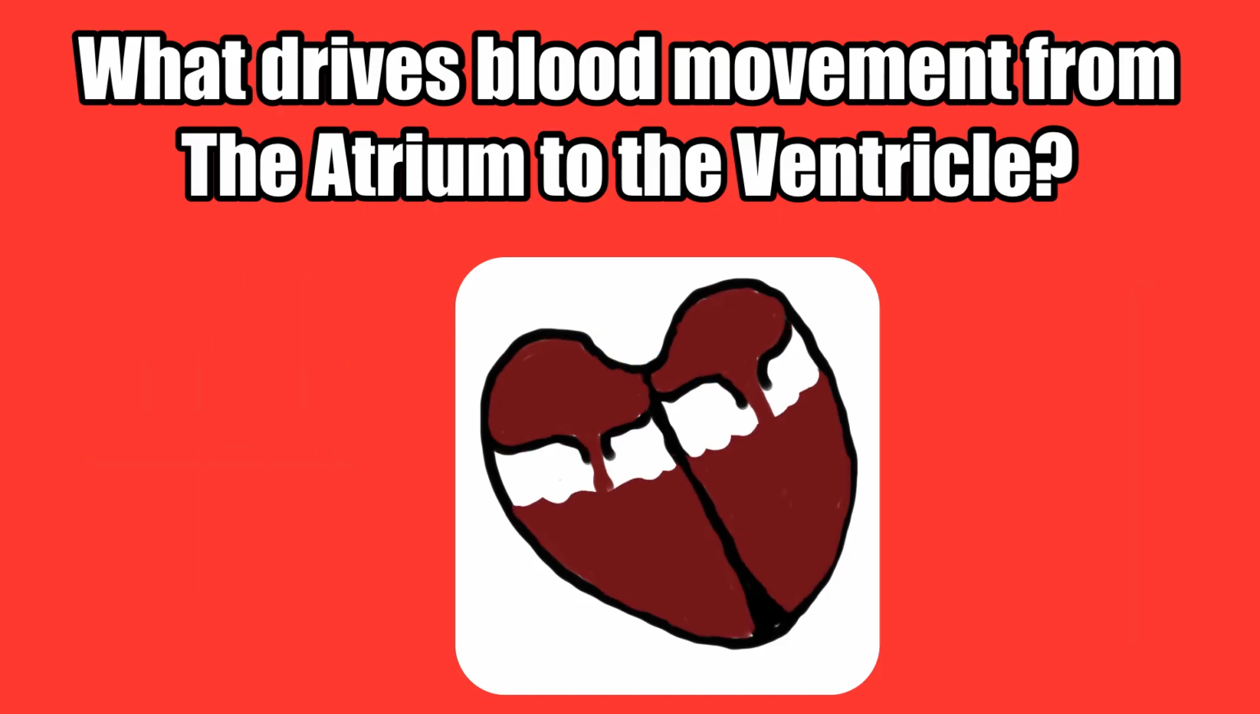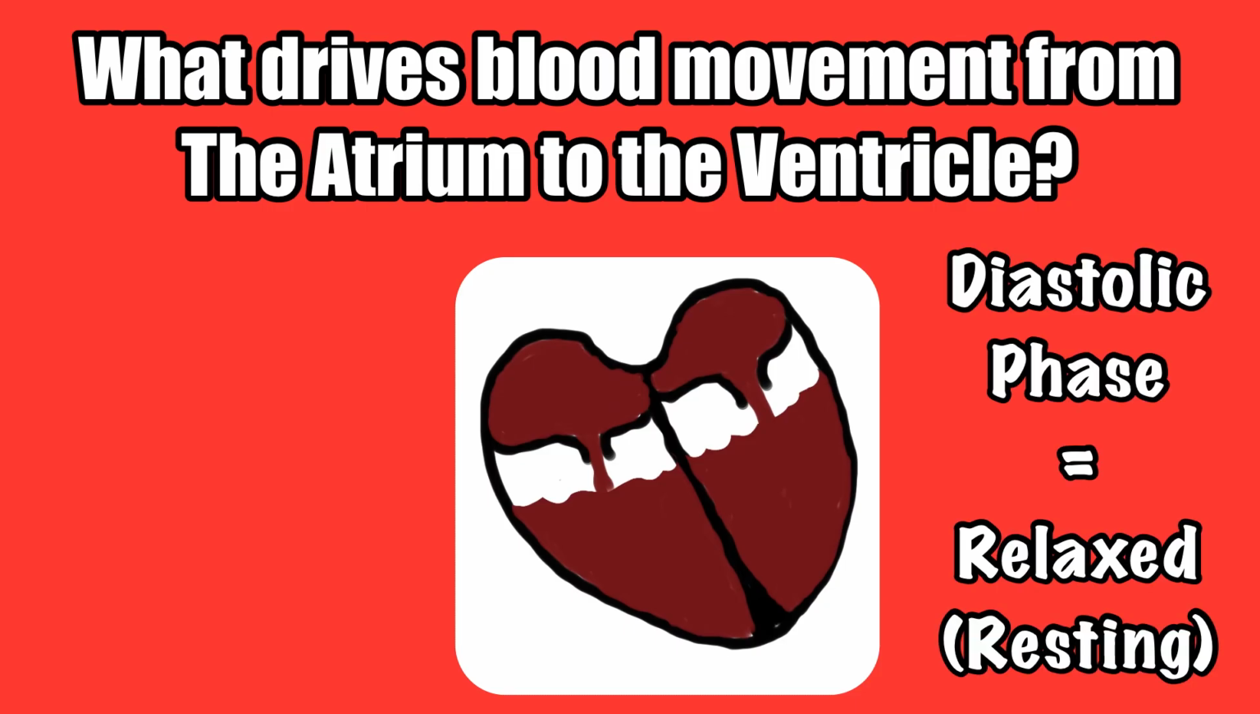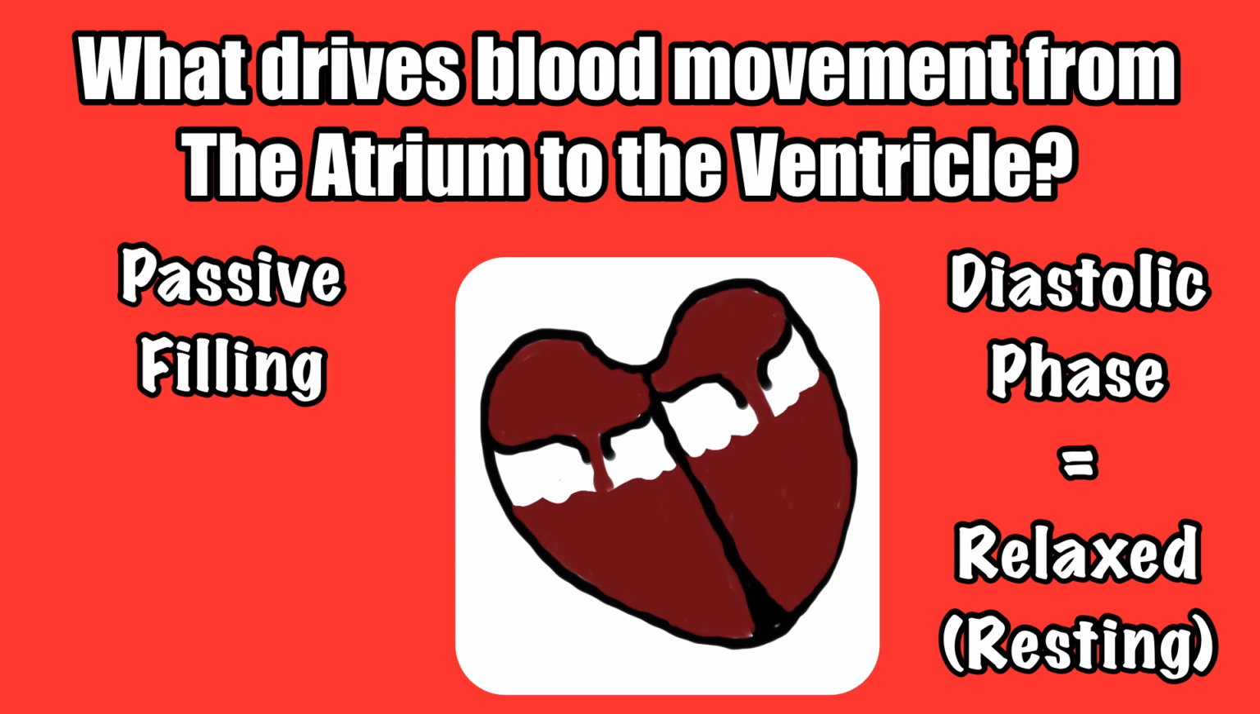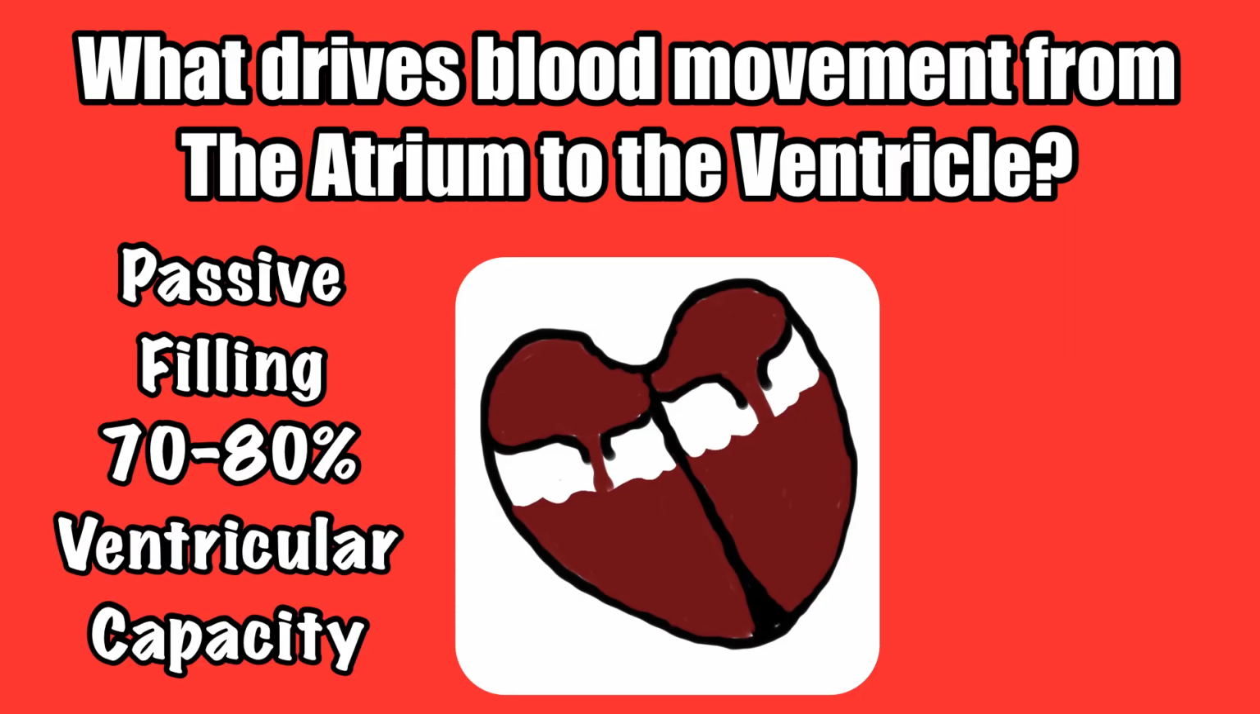Currently, all the chambers of the heart are relaxing. There aren't any in a contracted state. This is called the diastolic phase. Diastolic basically means the heart is resting between contractions. Since there is no contraction pushing the blood, I refer to this stage of ventricular filling as passive filling of the ventricles. Passive filling accounts for 70 to 80% of the blood that fills the ventricles.